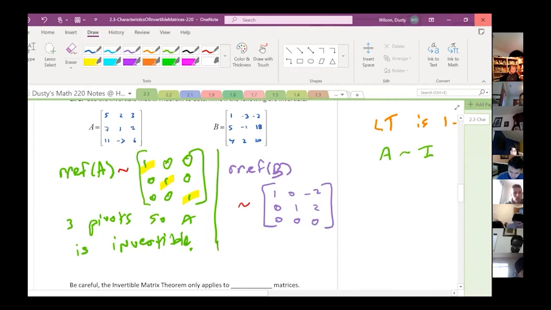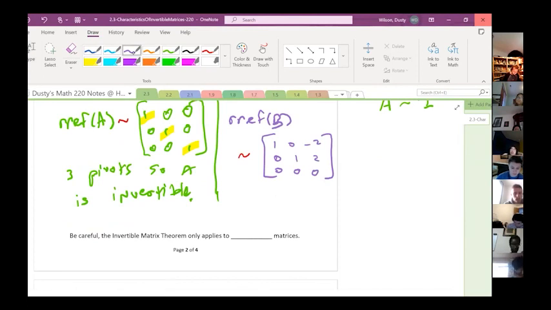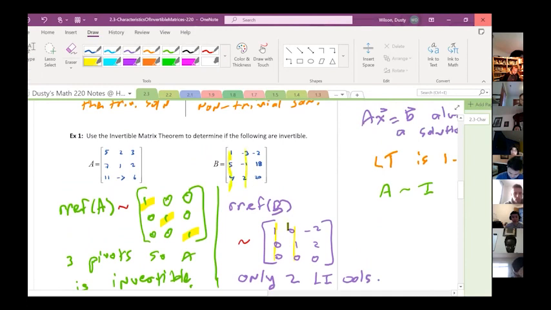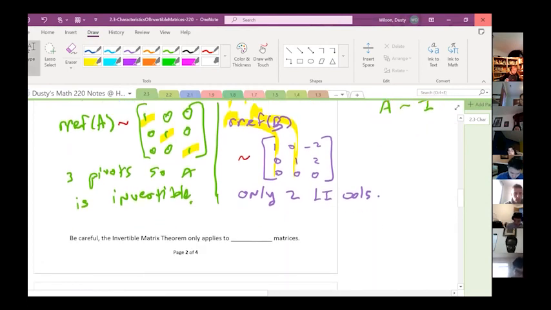And what I want to point out here is that there's only 2 linearly independent columns in B. Those would be these 2. Okay. So since you only have 2 linearly independent columns, that must tell you that it's not invertible, right? B is a singular matrix. It's not invertible.